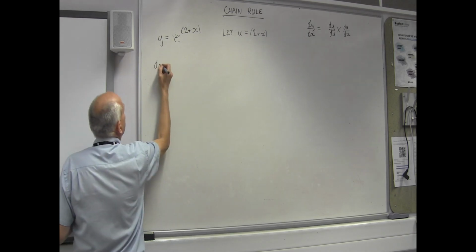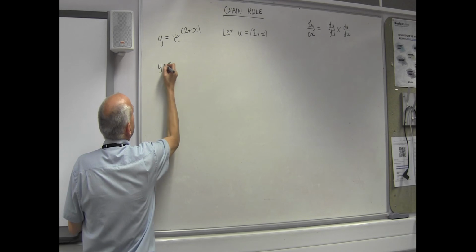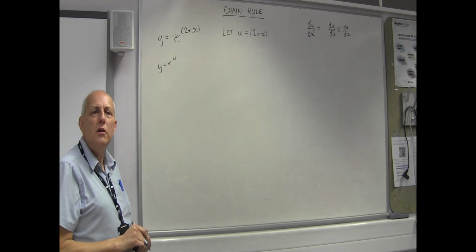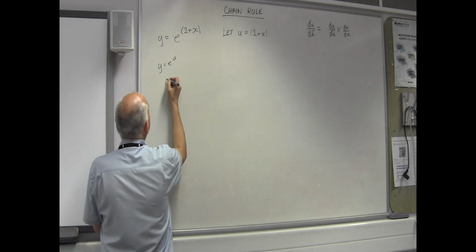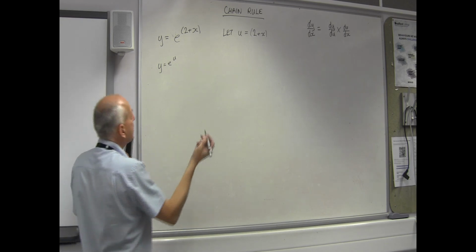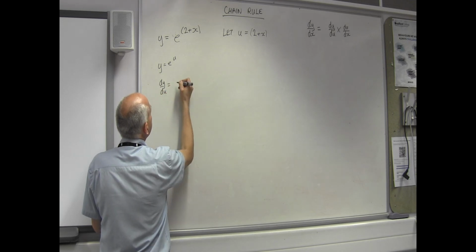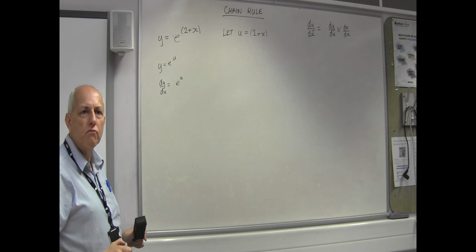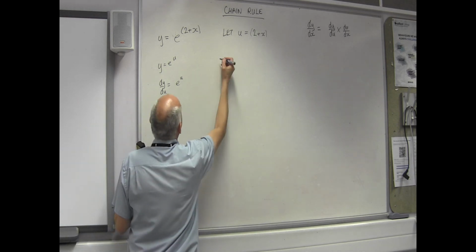Let's have a look. So again, jumping the gun, y now equals e to the u. What's the derivative of e to the u? E to the u, yeah. It's the easiest one: e to the x or e to the u or e to the t. So dy du is just e to the u. Okay?